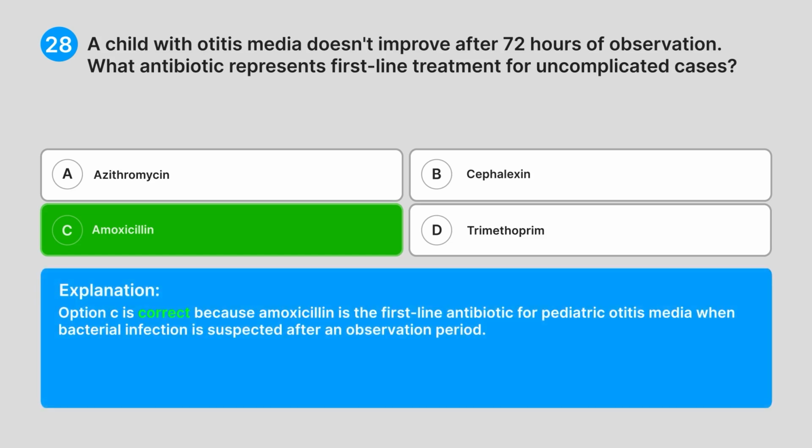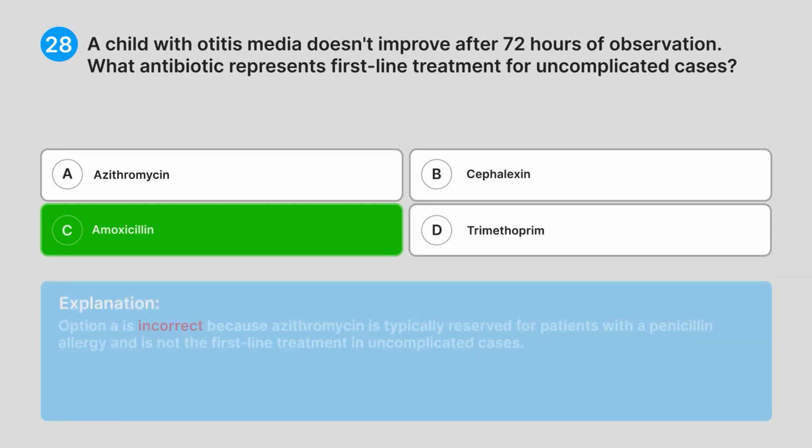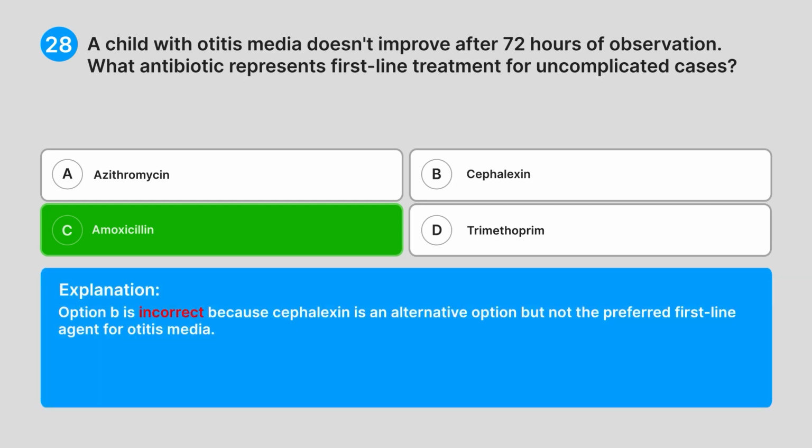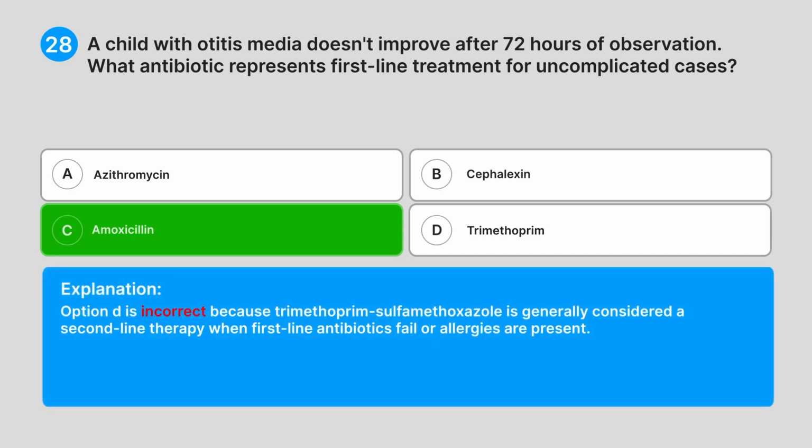Explanation: option C is correct because amoxicillin is the first-line antibiotic for pediatric otitis media when bacterial infection is suspected after an observation period. Option A is incorrect because azithromycin is typically reserved for patients with a penicillin allergy and is not the first-line treatment in uncomplicated cases. Option B is incorrect because cephalexin is an alternative option, but not the preferred first-line agent for otitis media. Option D is incorrect because trimethoprim sulfamethoxazole is generally considered a second-line therapy when first-line antibiotics fail or allergies are present.